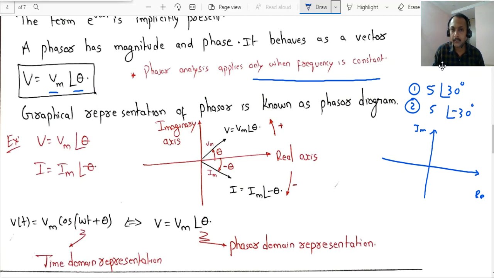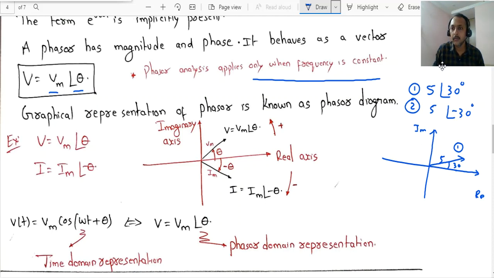Plus 30 degrees. If it is plus 30 degrees, please rotate in the anti-clockwise direction. This is the reference with 0 degrees. So this is 5. This is the first case. For the first case it looks like this. Length is 5. Angle is 30 degrees.